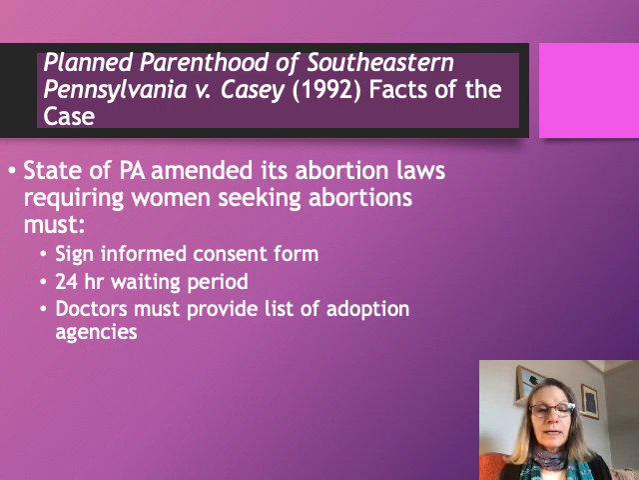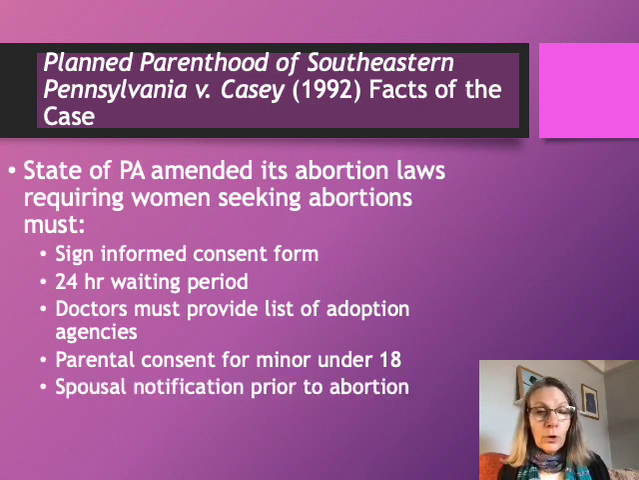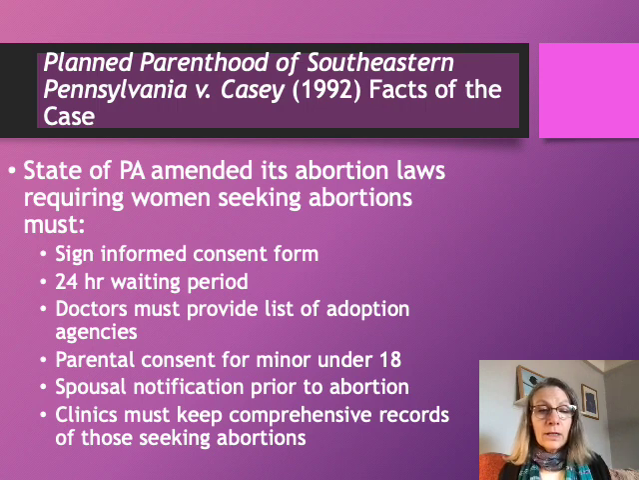Doctors must provide a list of adoption agencies to those seeking abortions. For minors under the age of 18, they must get parental consent, and there must be spousal notification prior to an abortion. And so if a married person is going to be getting an abortion, they have to get signed consent from their spouse prior to getting that abortion. And then also clinics needed to keep comprehensive records of those seeking abortions. And so basically, women seeking abortions had to fill out long questionnaires about their age, about their sexual practices, about how many pregnancies they've had, have they had other abortions, etc.